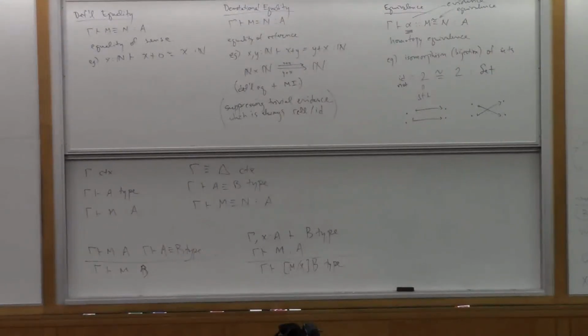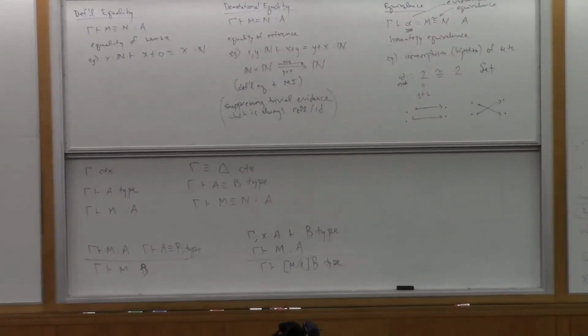Okay. So we have basically two different kinds of judgments. Yeah, there are three kinds of judgments. Something is a context, which I haven't fully explained yet. One is A is a type, and M is of type A. Okay. Plus, there are associated definitional equivalences. Okay. So these are important.